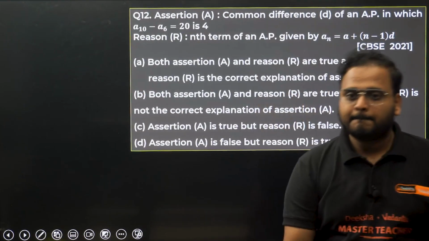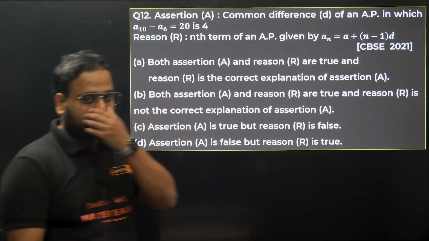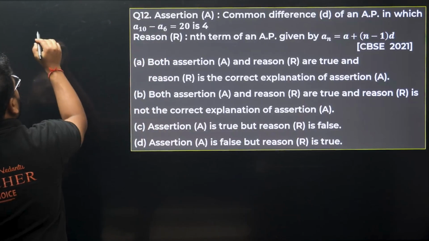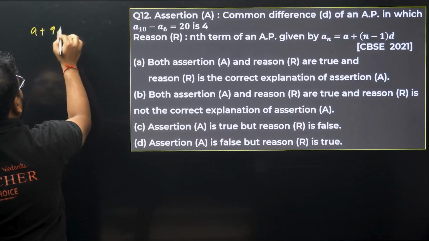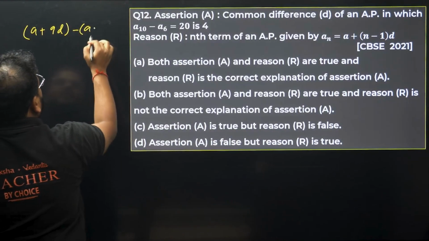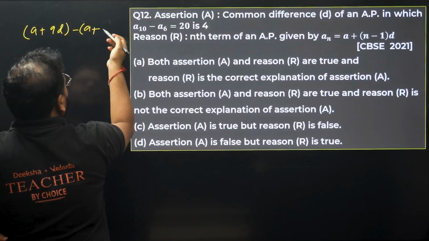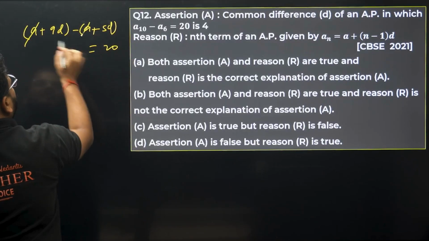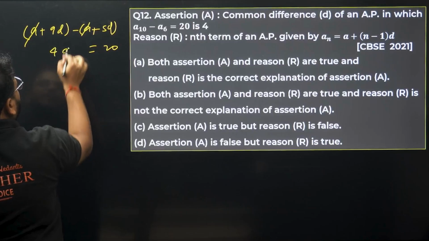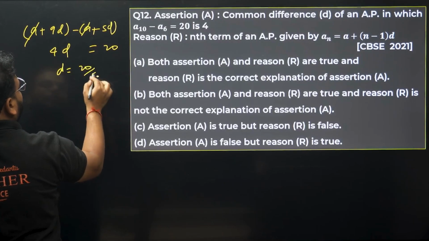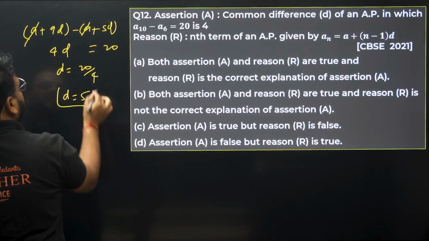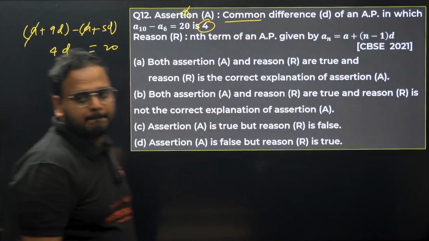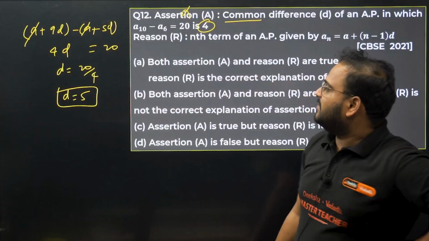Have a look. Common difference of the AP is 4. Is it? If you do A10 minus A6, you'll get A plus 9D minus A plus 5D, right? This is equal to 20. A and A is cancelled. I get 9D minus 5D is 4D. So I get D equals 20 by 4. So D equals 5. They're saying common difference is 4. It means assertion is wrong. But we are getting D value as 5.